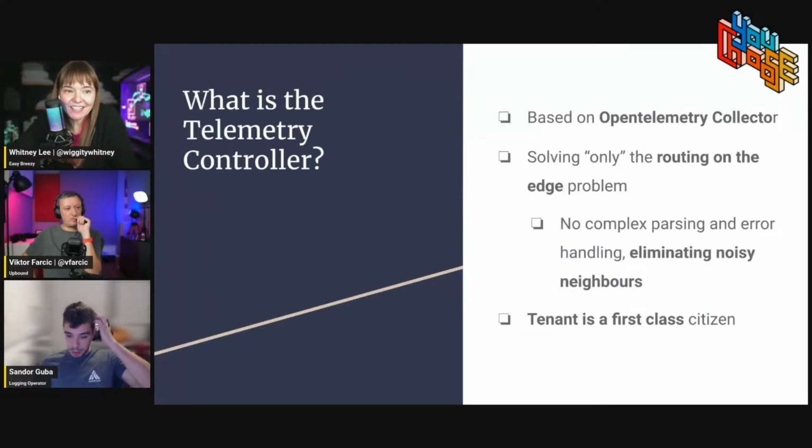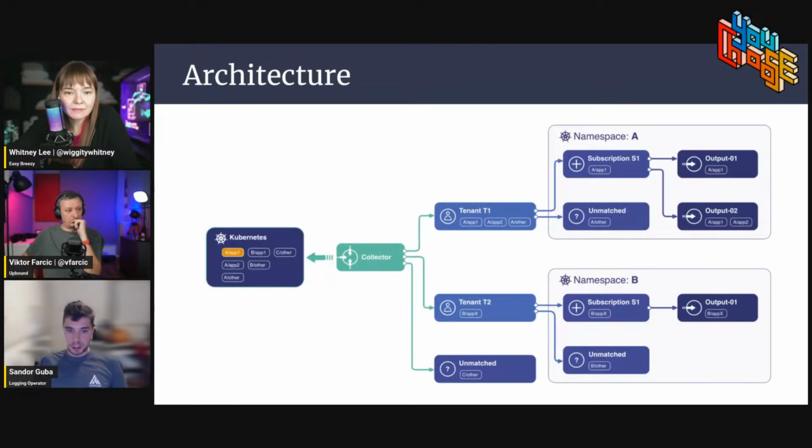So we decided to sit back at the table and start a new project, scoped down. So we will concentrate on the routing at the edge problem. So don't transport everything to an aggregator, try to eliminate the noisy neighbors, and invite tenants as first-class citizens in the system. And of course, OpenTelemetry collector came into the picture, which was a nice way to build things on top of. In this architecture diagram, you can see how much simpler it looks with the new architecture. It has a collector, it got different tenants, subscribing to different logs, and sending to outputs.